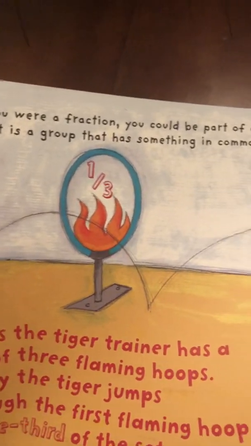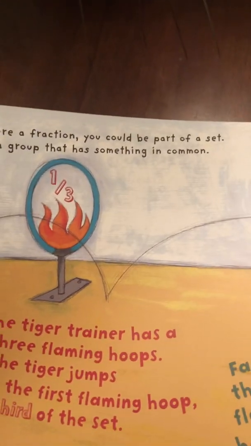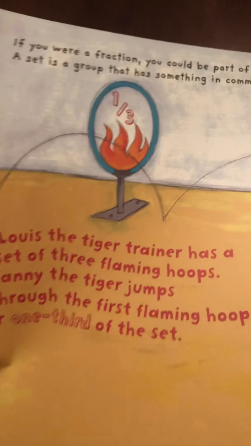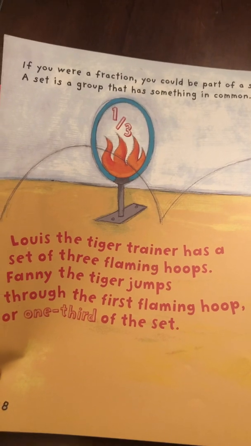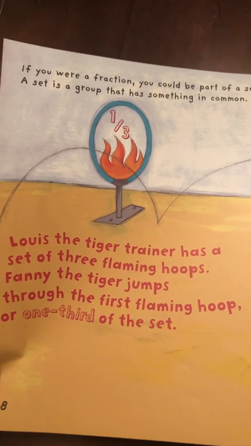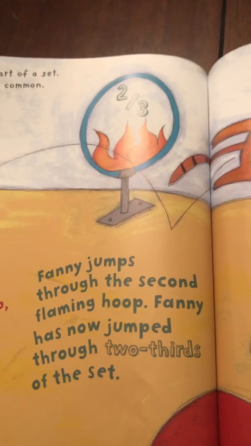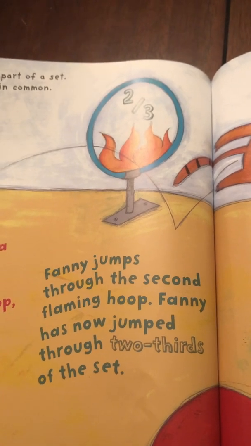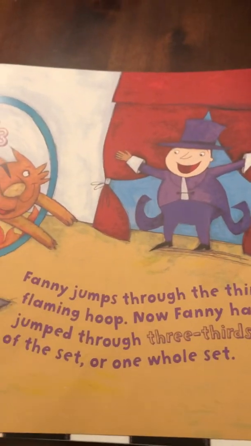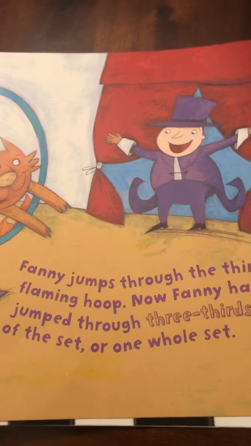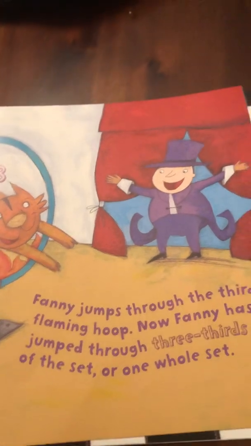If you were a fraction, you could be part of a set. A set is a group that has something in common. Louis the Tiger Trainer has a set of 3 flaming hoops. Fanny the Tiger jumps through the first flaming hoop, or 1/3 of the set. Fanny jumps through the second flaming hoop. Fanny has now jumped through 2/3 of the set. Fanny jumps through the third flaming hoop. Now Fanny has jumped through 3/3 of the set, or 1 whole set.